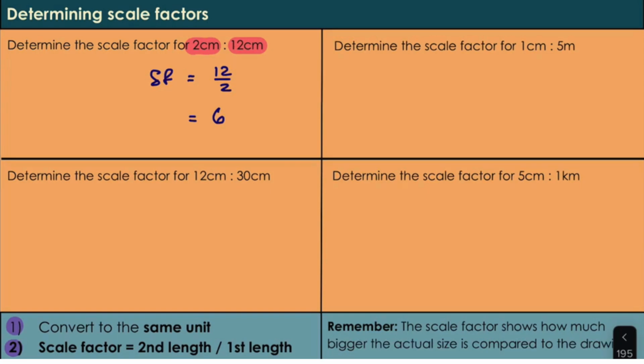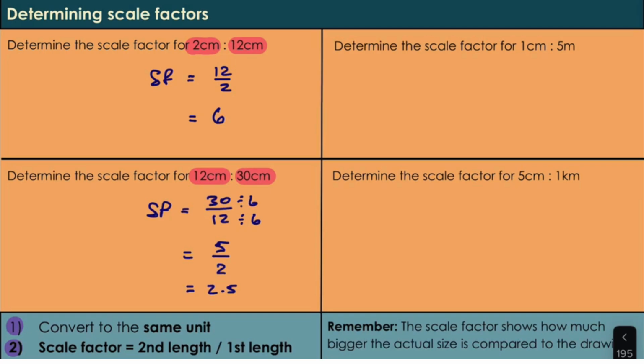Step 1, convert to the same unit. We see centimeters and we see centimeters. So that is all good. Scale factor equals 30 divided by the 12. And if I simplify that fraction, I can divide the top by 6 and I get a 5. And I can divide the bottom by 6 and I get a 2. Or you could say 2.5. Our real life size is 2.5 times bigger than the drawing size.